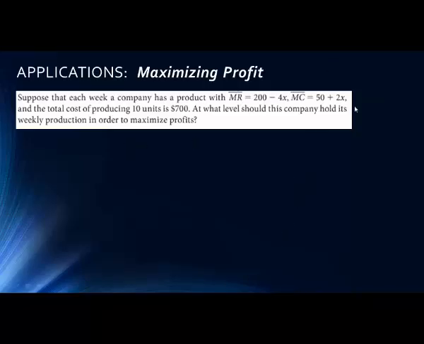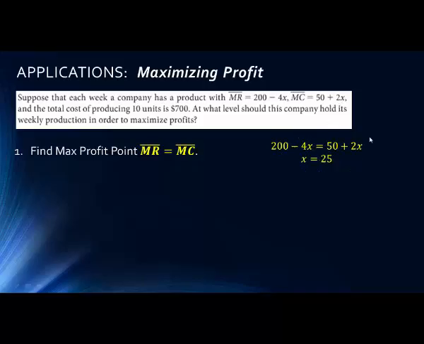So interestingly enough, again, we're trying to maximize profits. So we need to find the max profit point, which is MR equals MC. Again, the marginal revenue equals the marginal cost will give us the unit where we find the maximum profit. When we set these two equations equal from the problem, we get x equals 25. So when we make and sell 25 units, we should be at maximum profit.